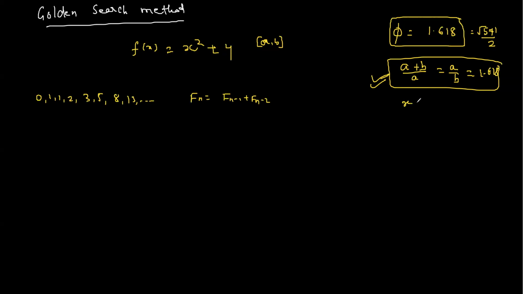Suppose A is x and B is 1, right? And x upon 1. When you solve this, you will get an equation x square is equal to x plus 1, right? x square minus x minus 1. This is a quadratic equation. When you solve the quadratic equation, you will get the roots. Understood? And when you take the positive sign, you will get 1.618. When you take the negative sign, you will get 0.618. Understood?